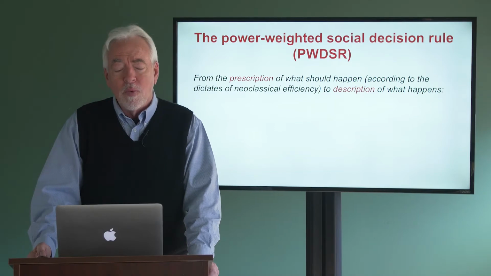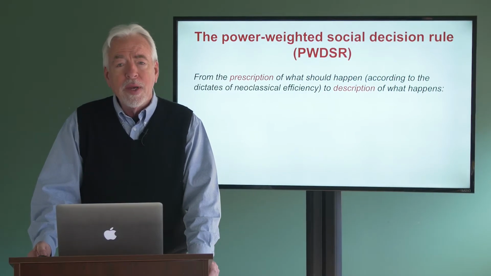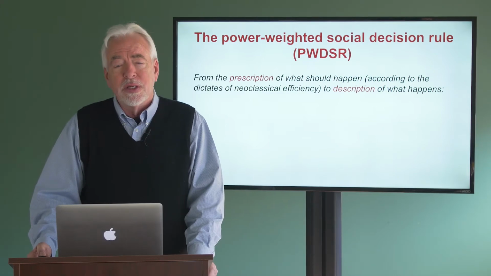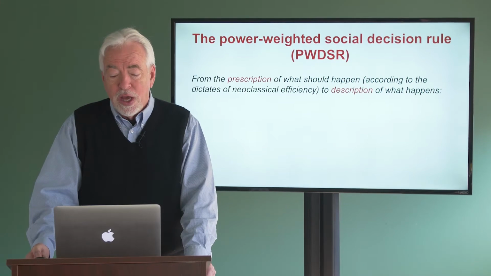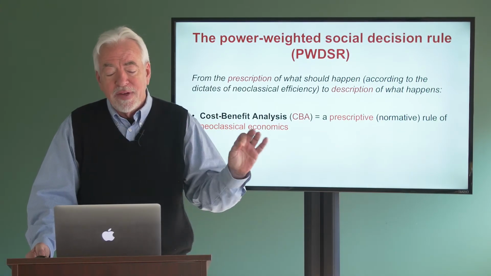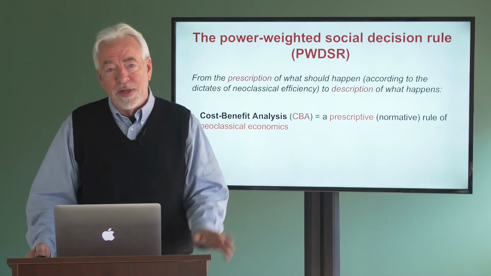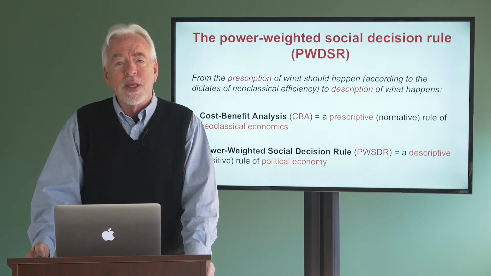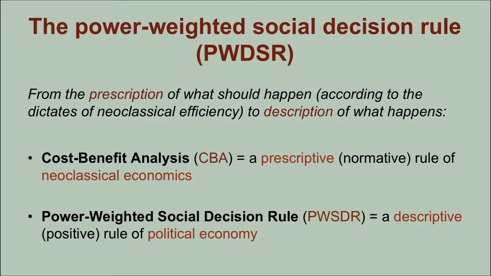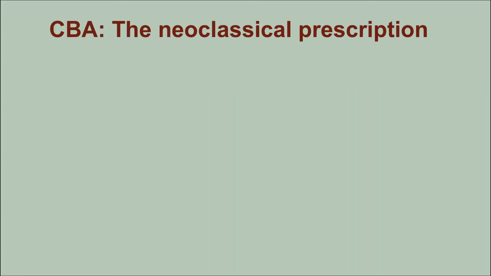One way to bring these other kinds of power into the picture is by means of something I'm going to call the power-weighted social decision rule. The power-weighted social decision rule is not a prescription of what should be done. It's not like cost-benefit analysis in that way, but it's a description of what actually happens. Cost-benefit analysis is what's called a normative rule. It's a rule that says this is what we should do, this is what we ought to do, whereas the power-weighted social decision rule is a descriptive rule. It's a description of what actually happens. It's what philosophers call a positive statement about the way the world is, not about the way the world should be.